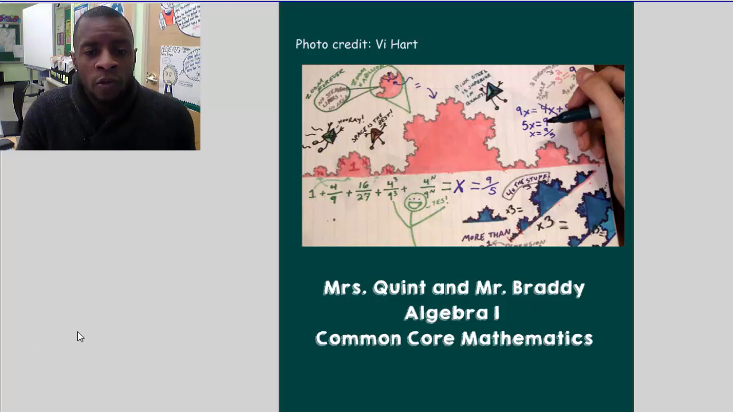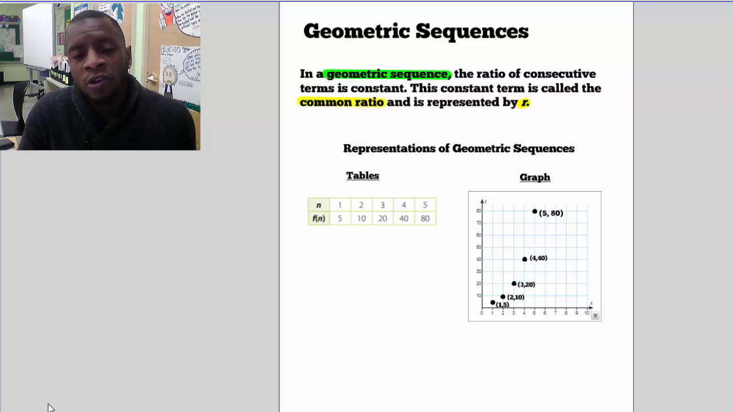Welcome back, guys. Today we're going to go a little deeper into exponential functions, and we're going to discuss geometric sequences. A geometric sequence is a list of numbers where the ratio of consecutive terms is constant. You've seen in module 6 arithmetic sequences, where we had a common difference.